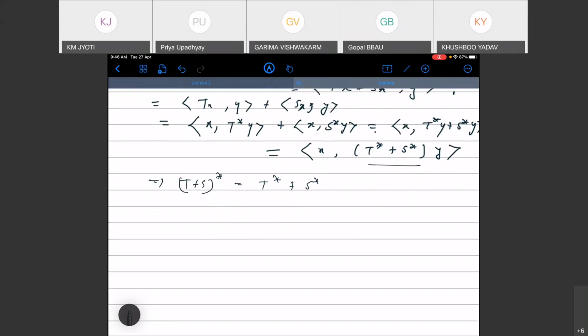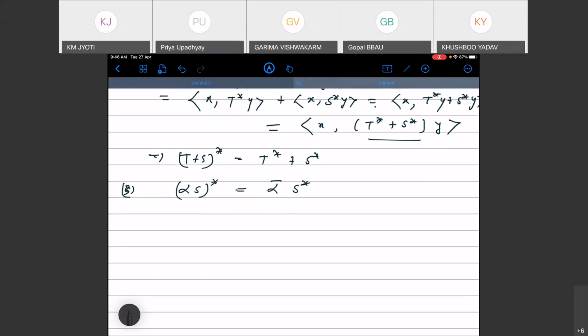Okay, next part, third, (alpha S) star is alpha bar S star. So अभी आप लोग बताइए कैसे करेंगे? सेम वही प्रॉपर्टी जो आप यूज कर रहे हैं वैसे करना है. क्या करेंगे? अल्फा S, x comma y is same as x comma (alpha S) star y. Okay. तो यहाँ से क्या आएगा बताइए?